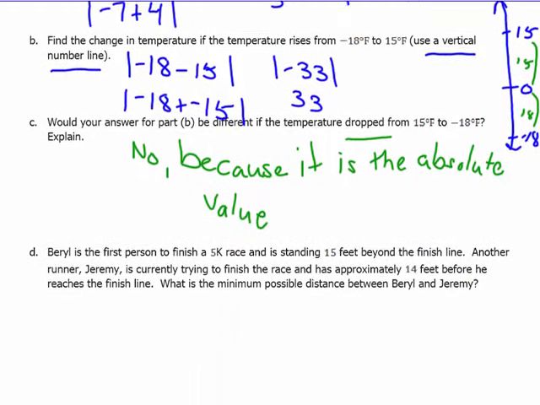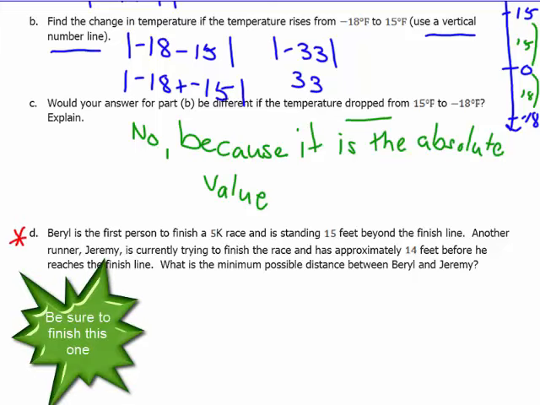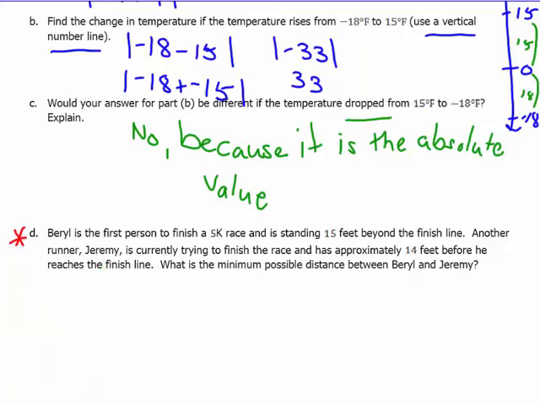All right, we have one more. I want you guys to try this one on your own and then check back and see how we did. Actually, we're going to check that one in class tomorrow, so that'll be our warm-up. So again, absolute value, doesn't matter which order you subtract them in, and then you need to try letter D on your own.